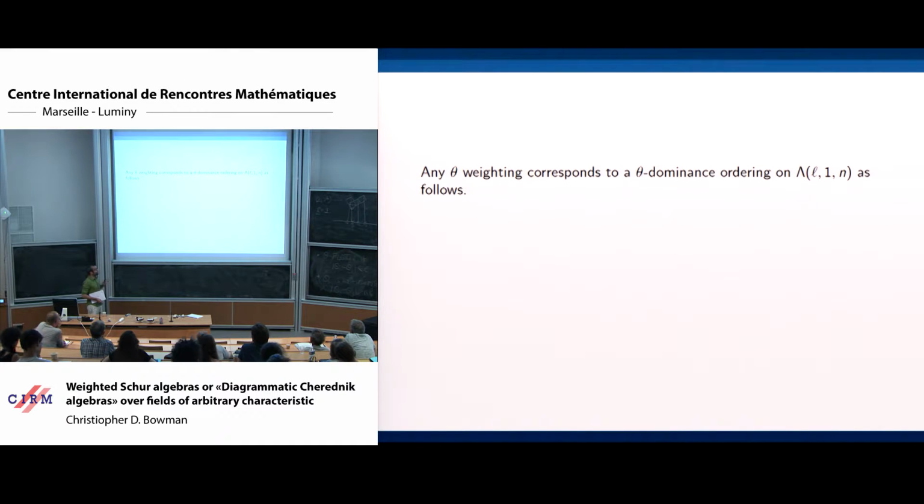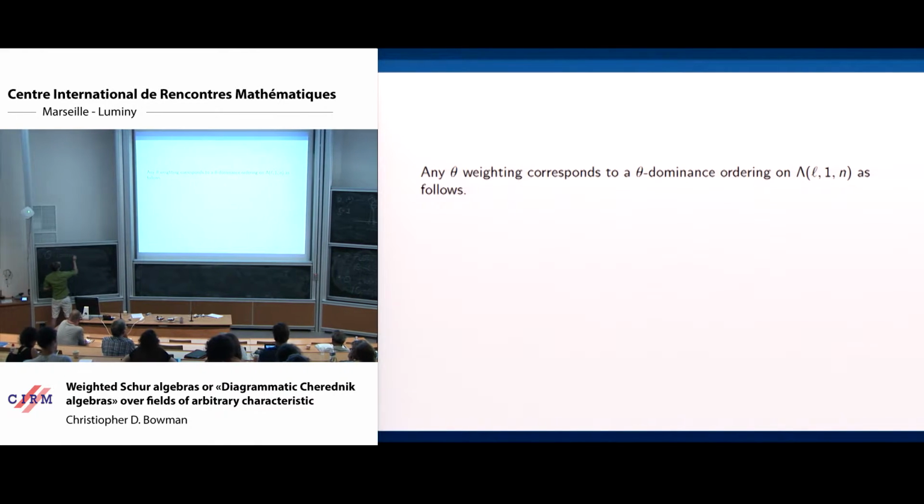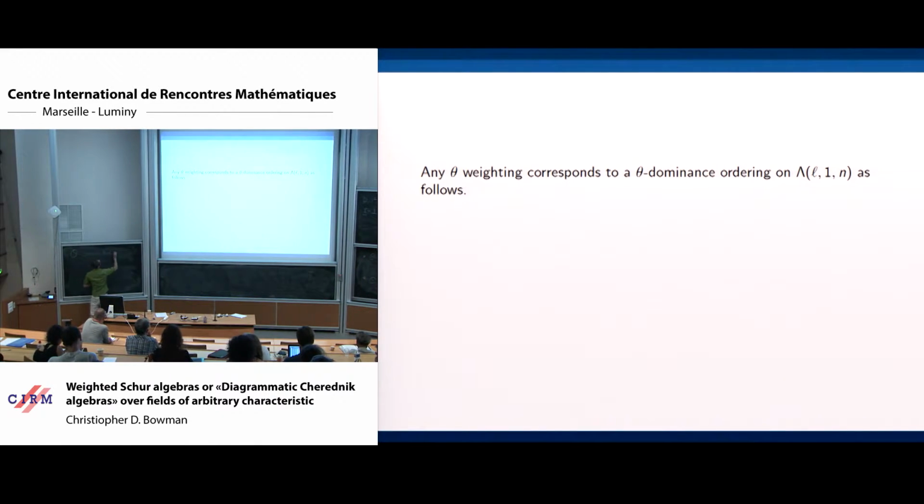Now, the point about this theta is it's going to control all the combinatorics. In particular, I'm going to define how theta controls this picture in two ways.